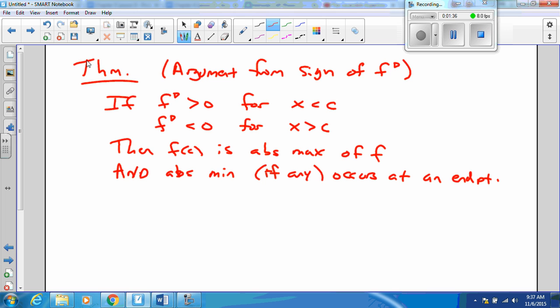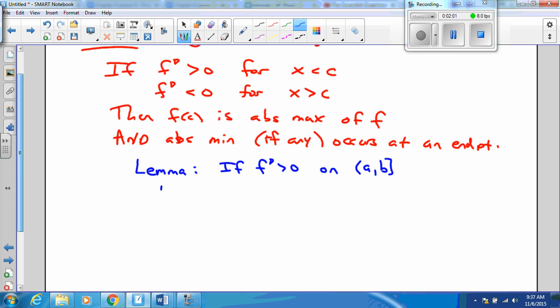So this is the theorem that lies at the back of our argument from the sign of f prime. To see why this is true, let's have a little theorem that is going to help us, and our helper theorem is going to be this. If f prime is positive on the interval a to b, notice that b is closed here, a is not, then f of b is the absolute max on that interval.